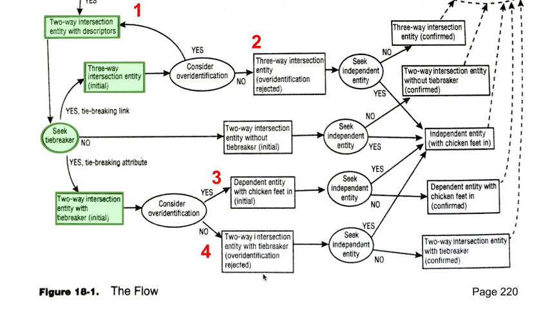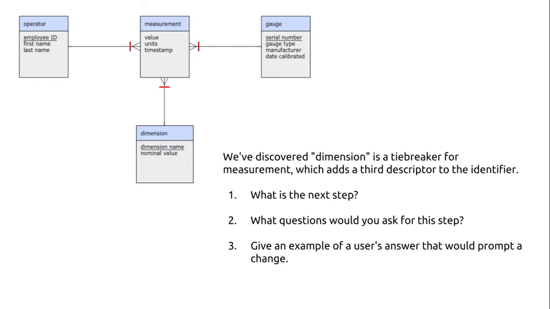We follow exactly the same process for outcomes 1 and 2. The only difference is that all 3 descriptors happen to be links in that case. Let's check your understanding by applying what we learned to a 3-way intersection entity.